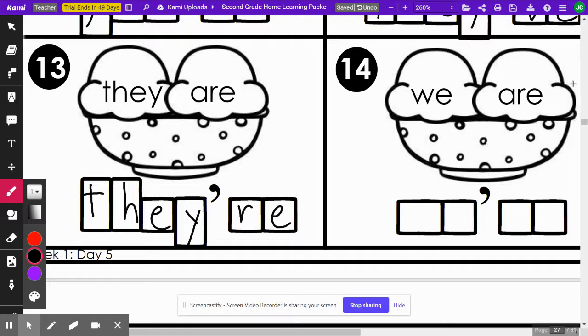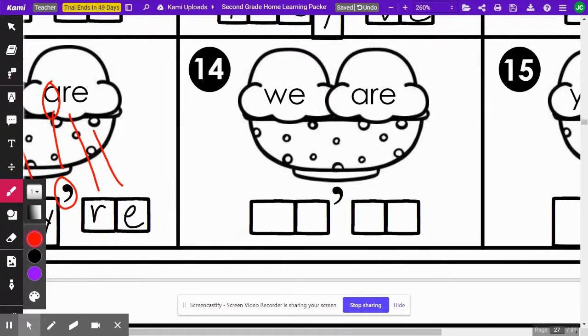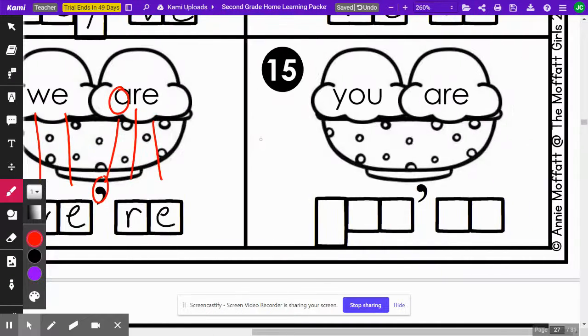There. Oops. And this one you can see that every letter comes down except for the letter A, which is replaced by an apostrophe. We are becomes we're. And last but not least, you're. You are becomes you're.